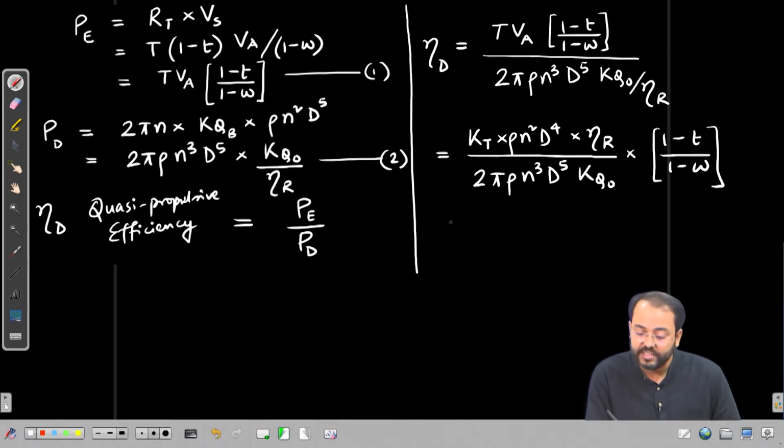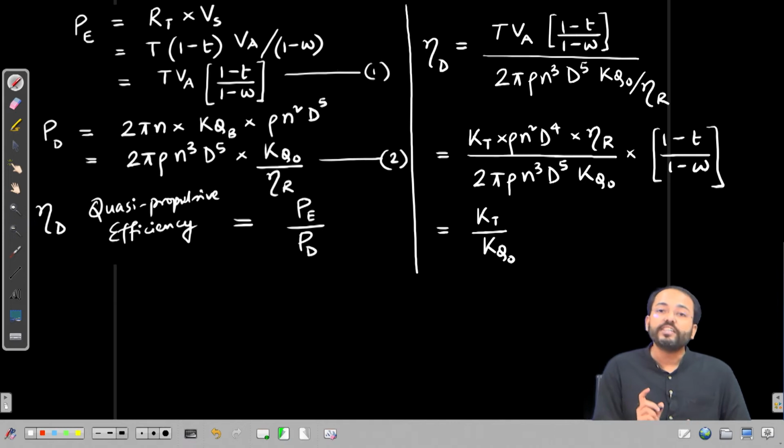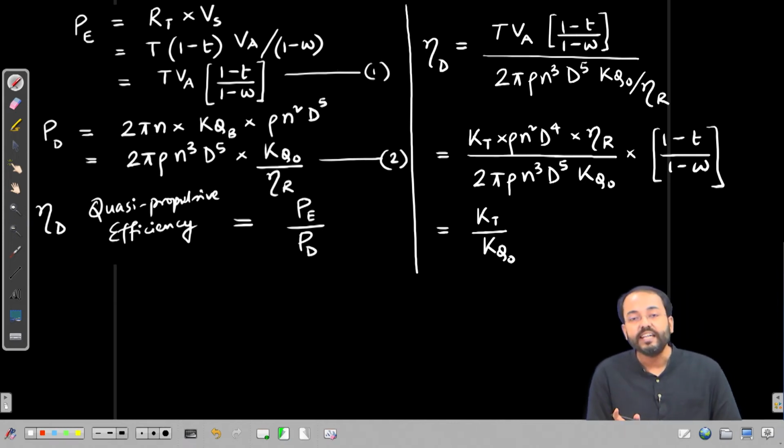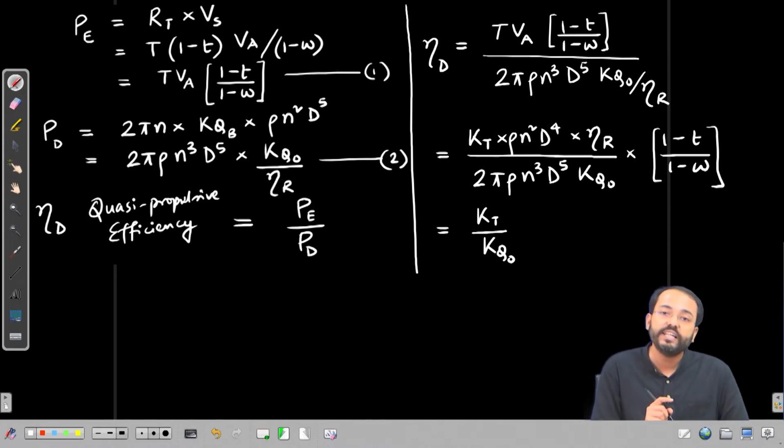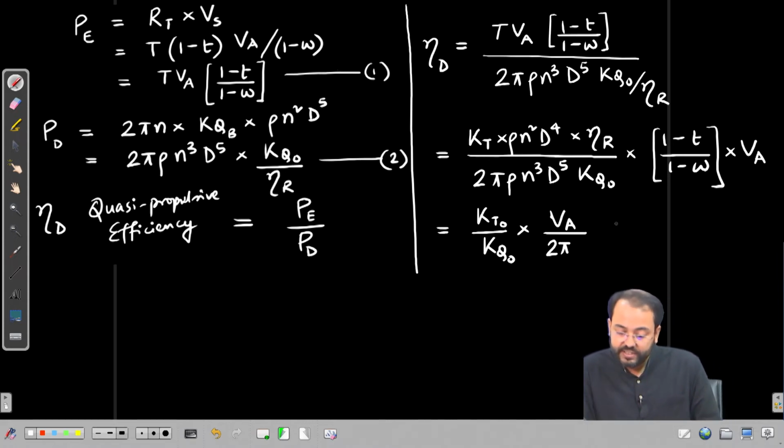Now, certain terms here will cancel out. So, we will have Kt by Kqo. Now, if we assume thrust identity, then the KT is equal to KTO, just like we have written the equation for KQ as KQO by eta R, because we had already assumed thrust identity. So, I can write KT as KTO into, there will be a Va term here, Va by 2 pi.